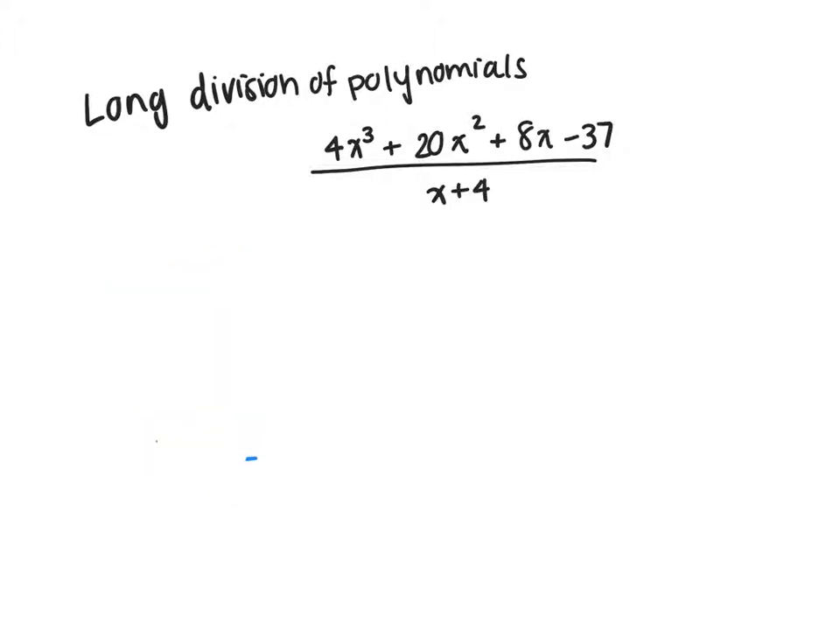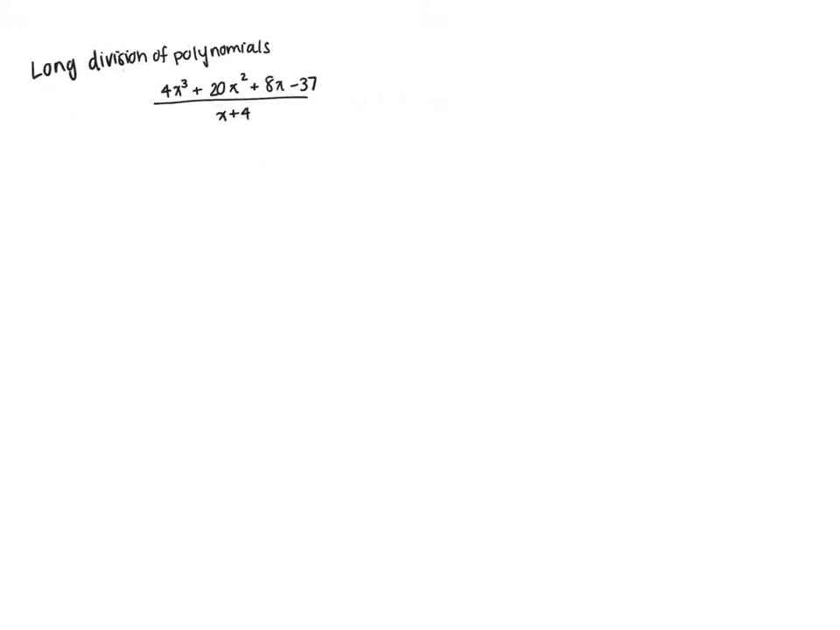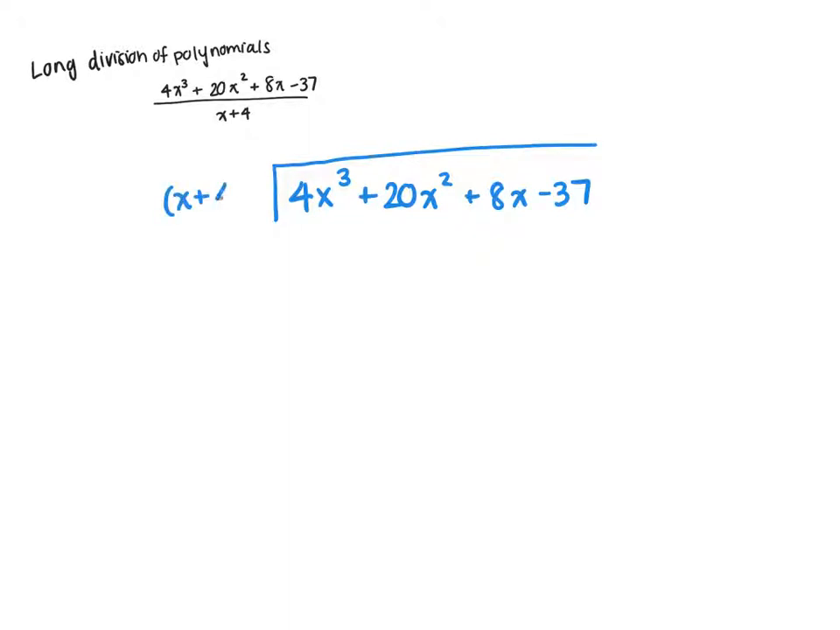Okay. So here we have, I'm going to zoom out. We have 4x cubed plus 20x squared plus 8x minus 37. And our question is, how many times does x plus 4, the binomial, go into this equation? Or, sorry, this polynomial.